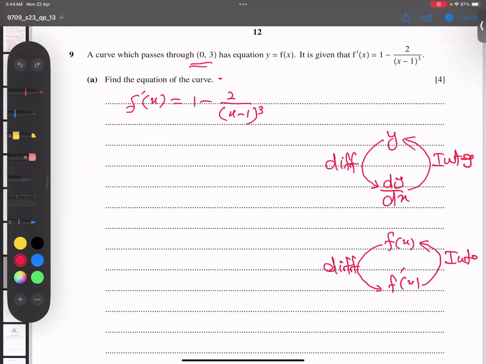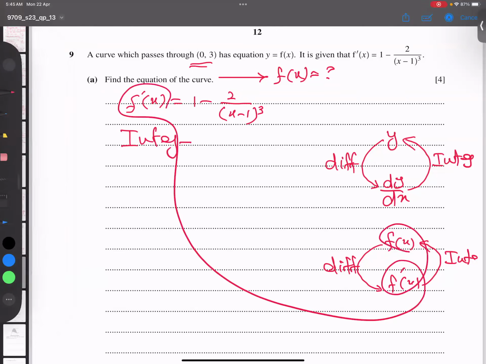Equation of curve means what? Equation of curve means f of x is my target. So it means I'm looking for this one. So I will integrate. I will integrate both sides. If I integrate, this will automatically turn to be f of x.